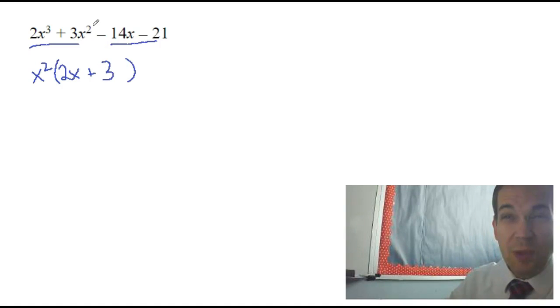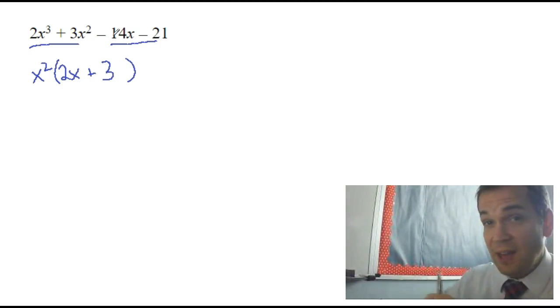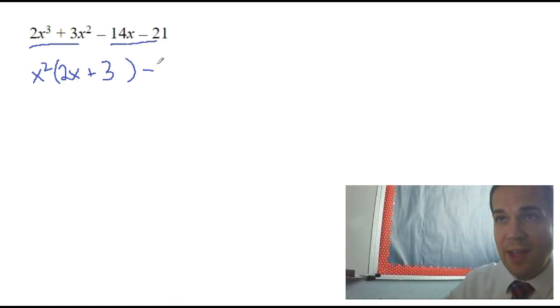Moving along, we see this one leads with a negative term. So I will factor out a negative, whatever it is, it'll be negative something. The 14 and the 21 have a common factor of 7, so I'll factor out negative 7.